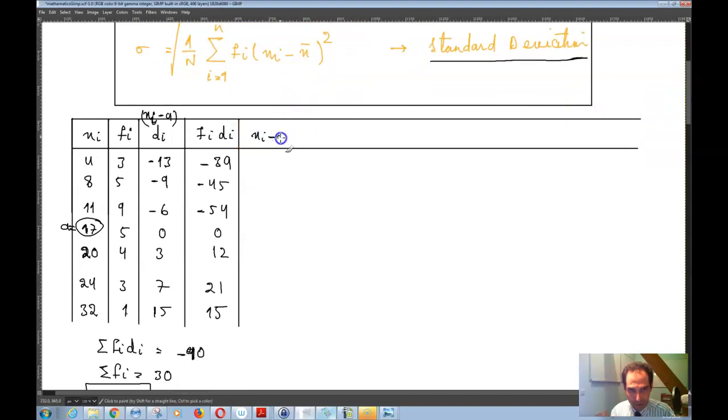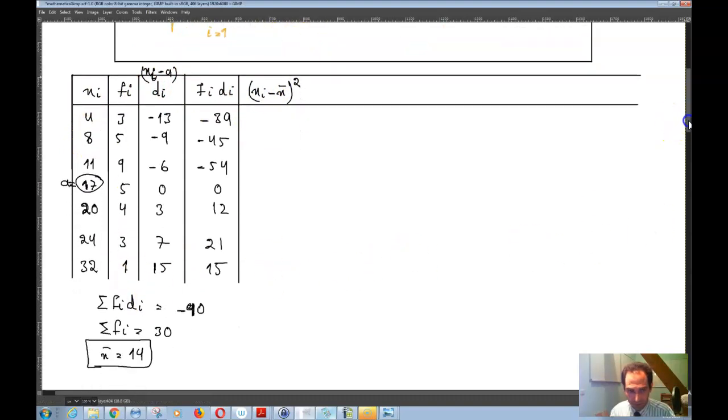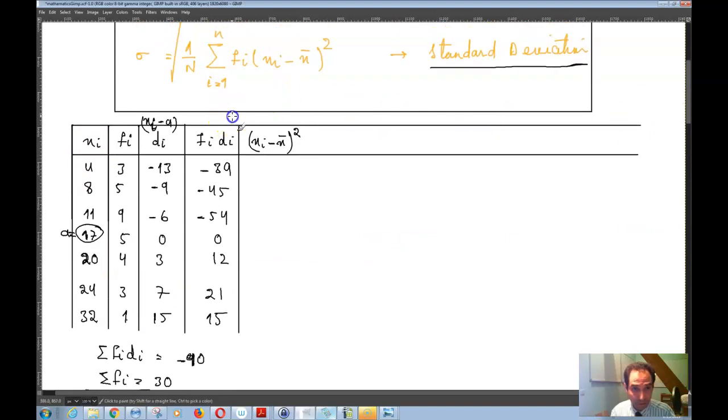Σ of (x_i minus x bar) squared. Here x bar is equal to 14. So 4 minus 14 is equal to negative 10. Negative 10 squared is equal to 100, right?